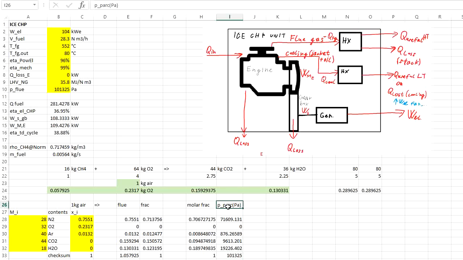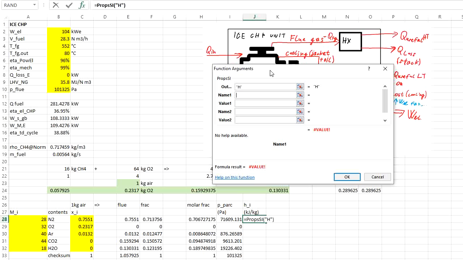And now, when we have the partial pressure, we have pressure, we had the temperature here and here, so we can calculate the enthalpy of each component. So, let's say enthalpy, HI, and let's do it in kilojoules per kilogram. And the enthalpy will be function props SI, where the output would be enthalpy based on pressure, which is the partial pressure, and temperature, which we have over here for the flue gas inlet.